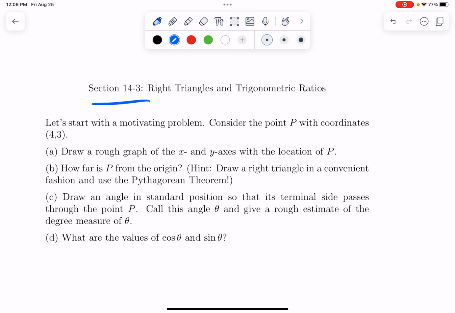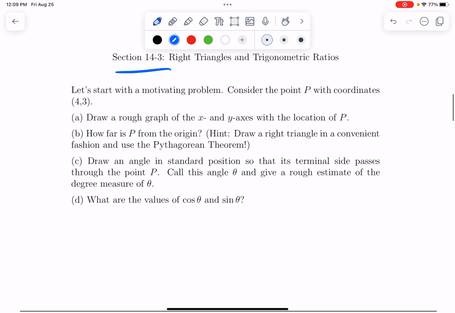But let's start with a motivating problem. Consider the point P with coordinates 4, 3. So here are the things that I want you to do. First, draw a rough graph of the x-axis and y-axis with the location of P. Figure out how far P is from the origin, and I have a hint there.